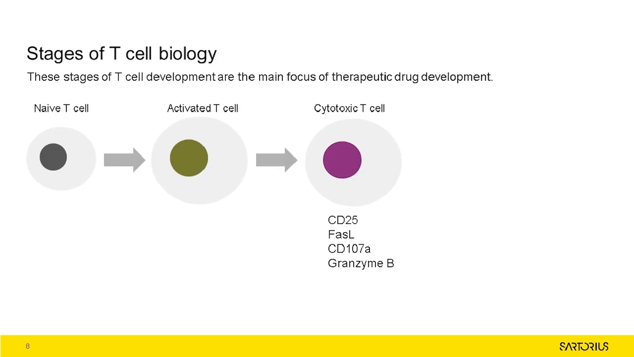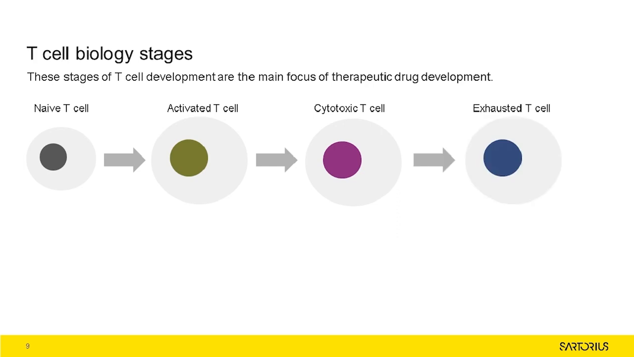T cells are still expressing activation markers here, as well as CD107a, which indicates degranulation, as well as Fas ligand, which is also required for induction of apoptosis. Sometimes a cytotoxic T cell can enter into a state called exhaustion. This is a broad term used to describe the response to chronic antigen stimulation.